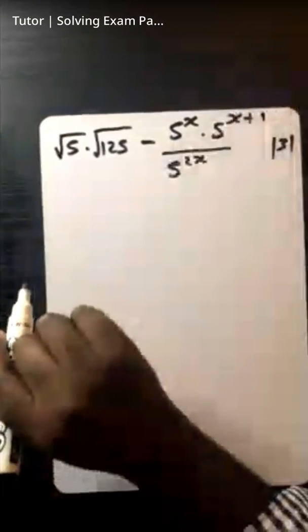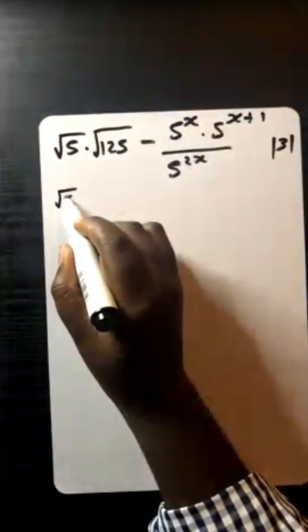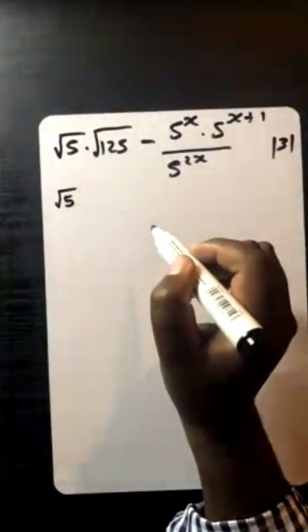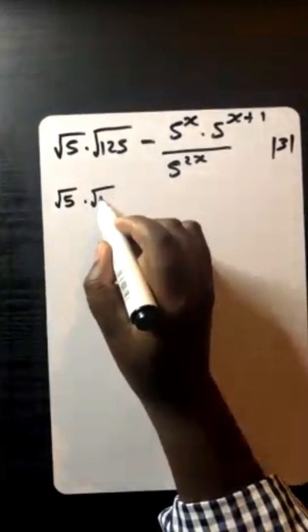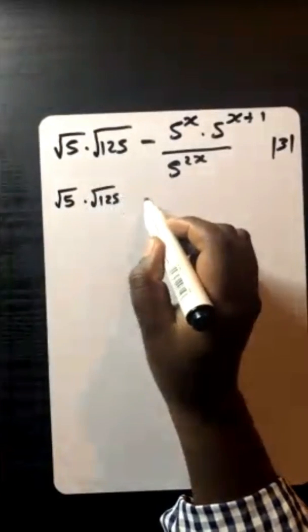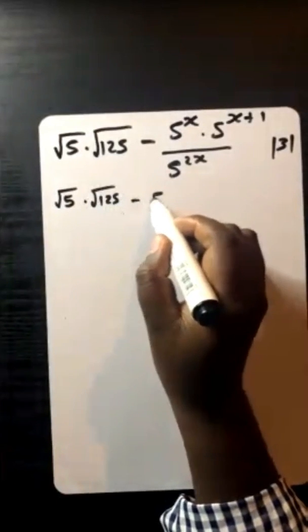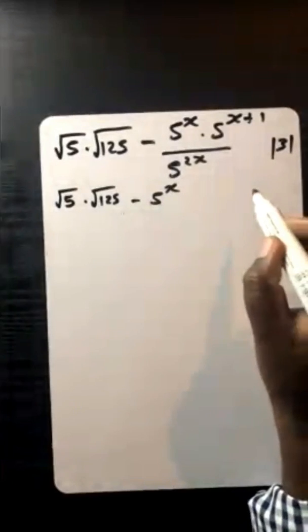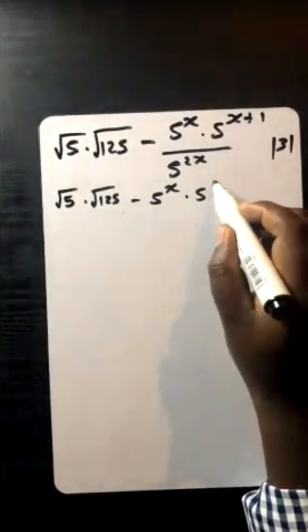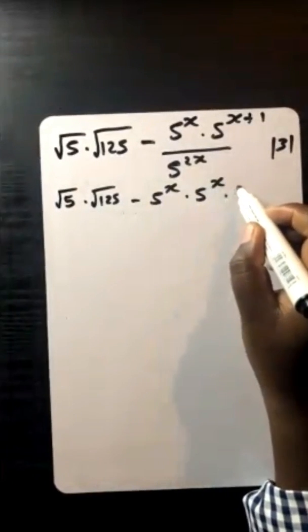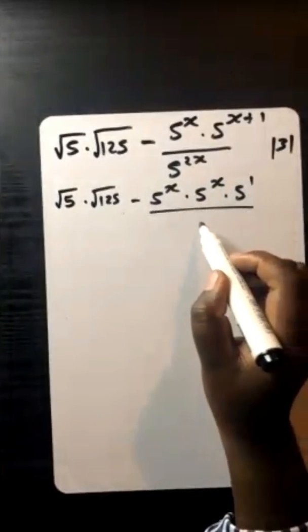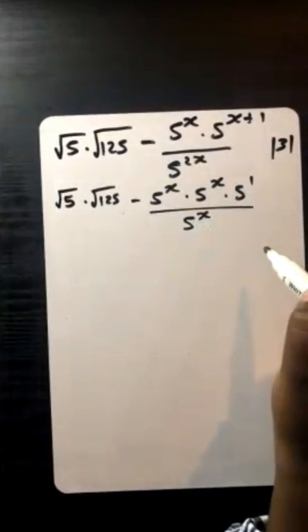So let's simplify. Normally, you can start by expanding that part over there. So you've got square root of 5 multiplied by square root of 125 minus you've got 5 to the exponent x times 5 to the exponent x times 5 to the exponent 1. The whole of this is equal to that.